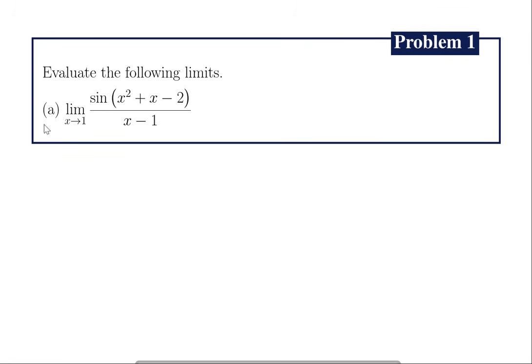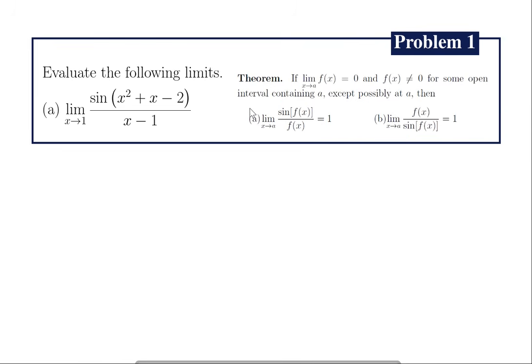The first problem asks us to compute the limit of x squared plus x minus 2 over x minus 1 as x approaches 1. So yung existence nitong sign dito sa function na gusto nating i-evaluate, and also if you check, this is an indeterminate of the form 0 over 0. So these two facts tell us that maybe we can use this theorem.